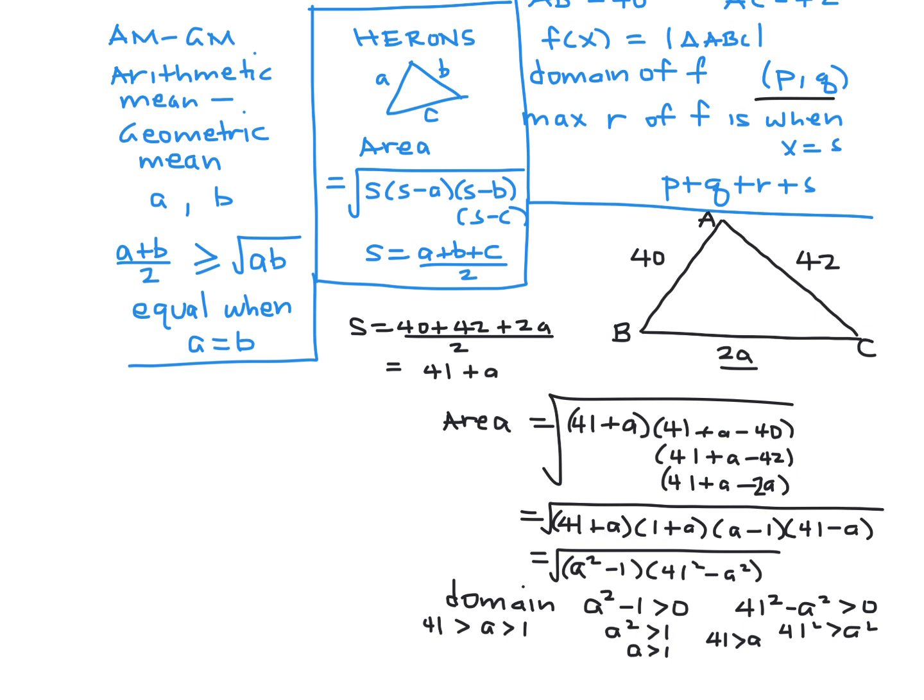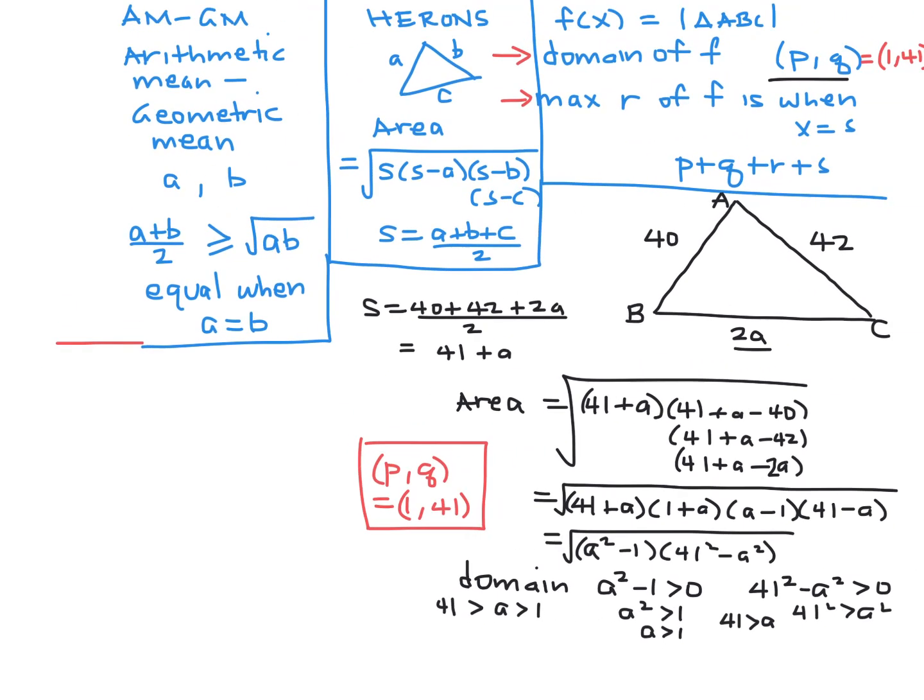So PQ, I guess I'll write it in red since it's a big finding for us. The PQ, the domain, is between 1 and 41. So that's very helpful. Now we have to figure out this guy here. We figured out this one. That's 1 and 41. Now the max of R of f is when x equals x. So we have to figure out when is the max, and that's where we use the AM-GM, arithmetic mean, geometric mean.